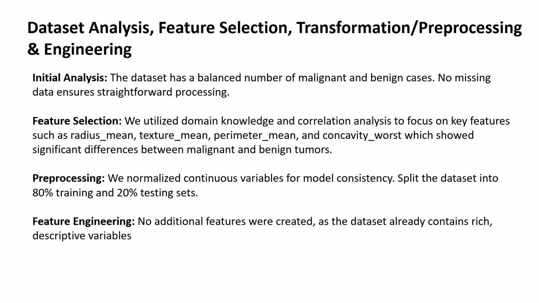You can see for the initial analysis, feature selection, and pre-processing, we normalized the continuous variables for model consistency and split the data into 80% training and 20% test sets. For feature engineering, we created no additional features as the dataset already consists of rich descriptive variables.